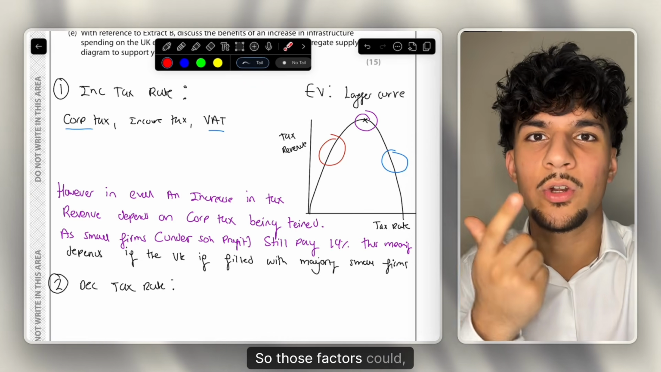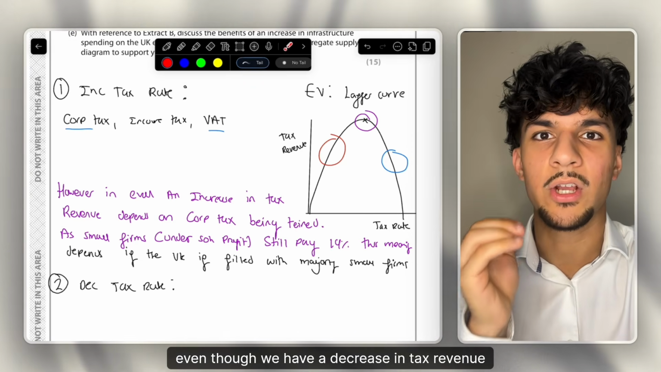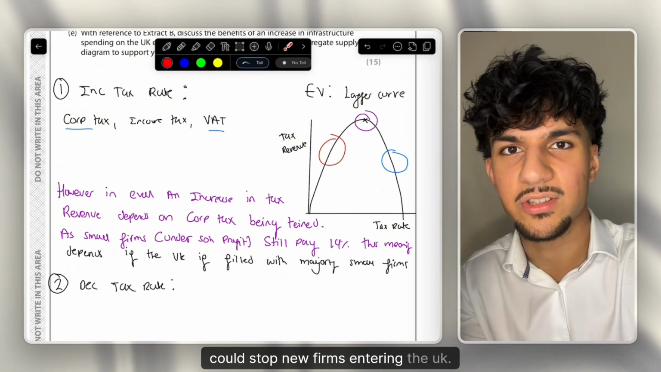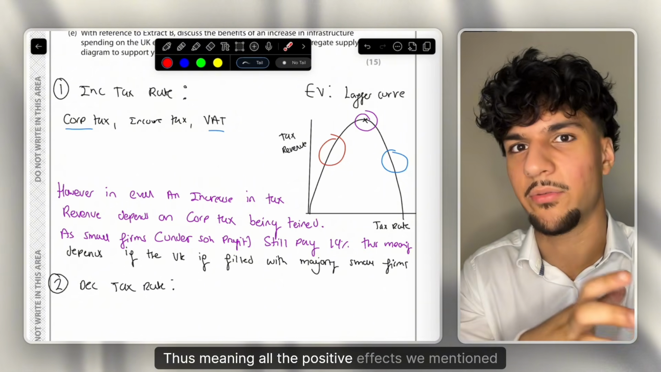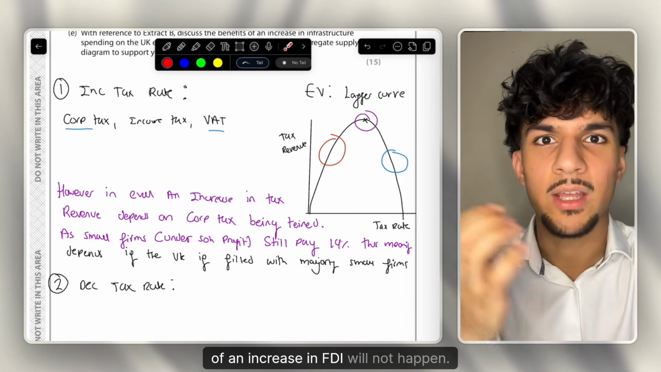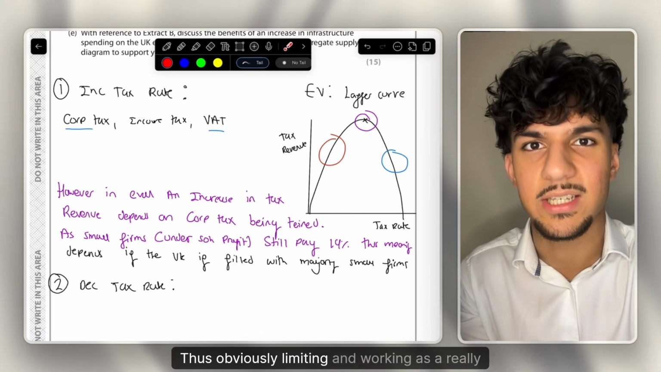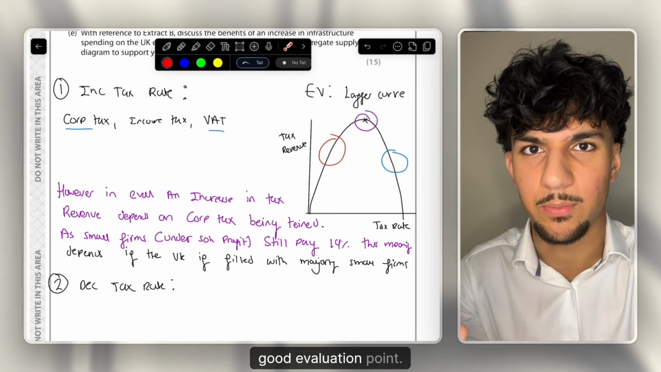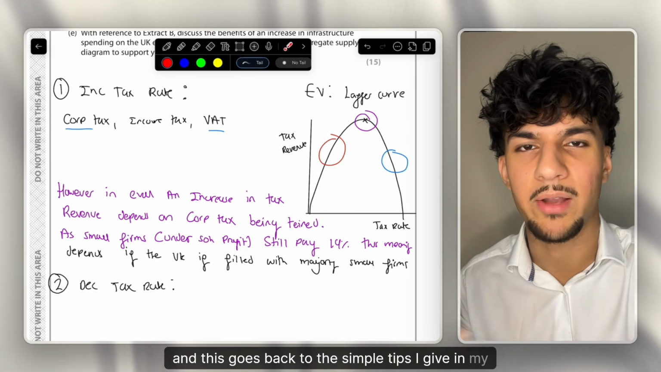So those factors could, even though we have a decrease in tax revenue, stop new firms entering the UK, thus meaning all the positive effects we mentioned of an increase in FDI will not happen, thus obviously limiting it and working as a really good evaluation point. And this goes back to the simple tips I give in my evaluation video.